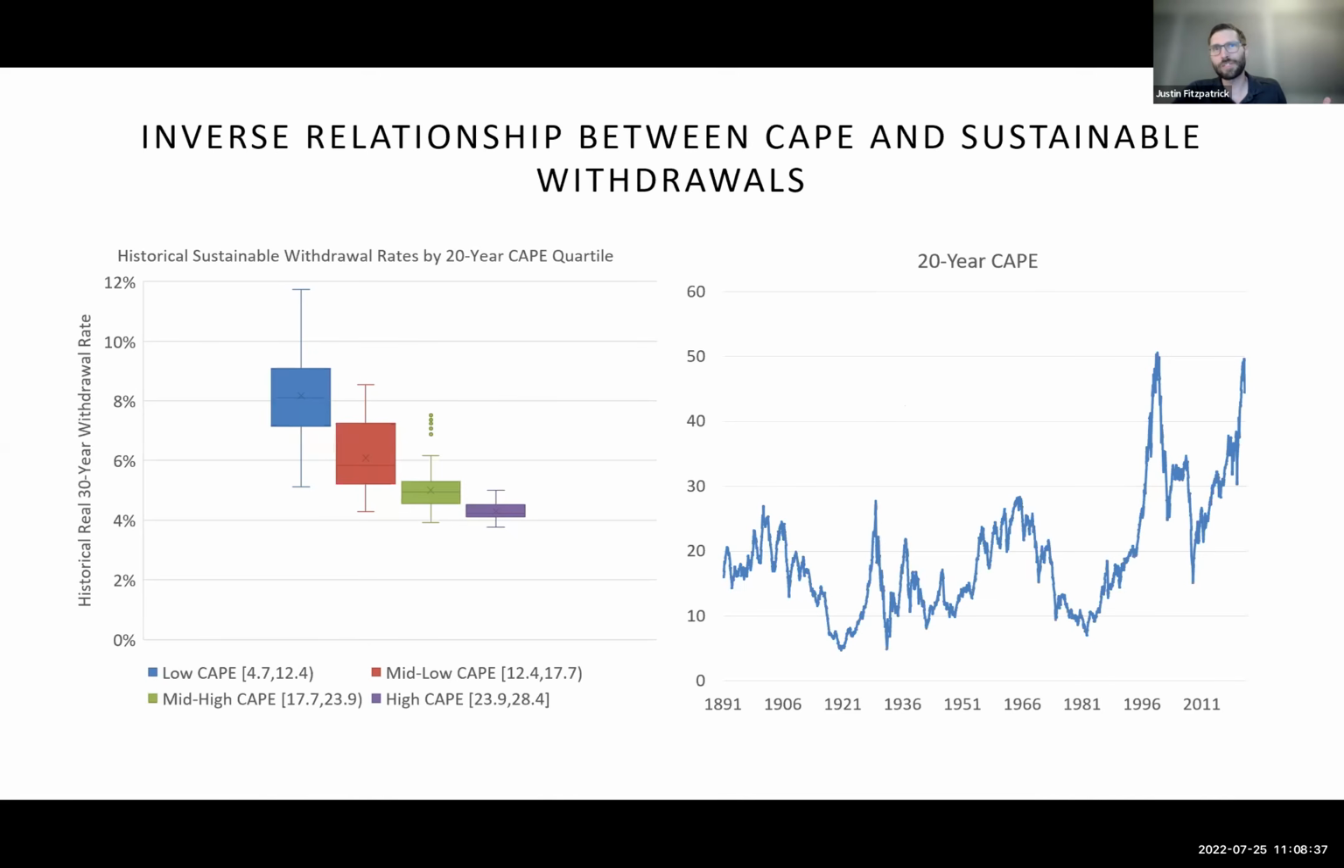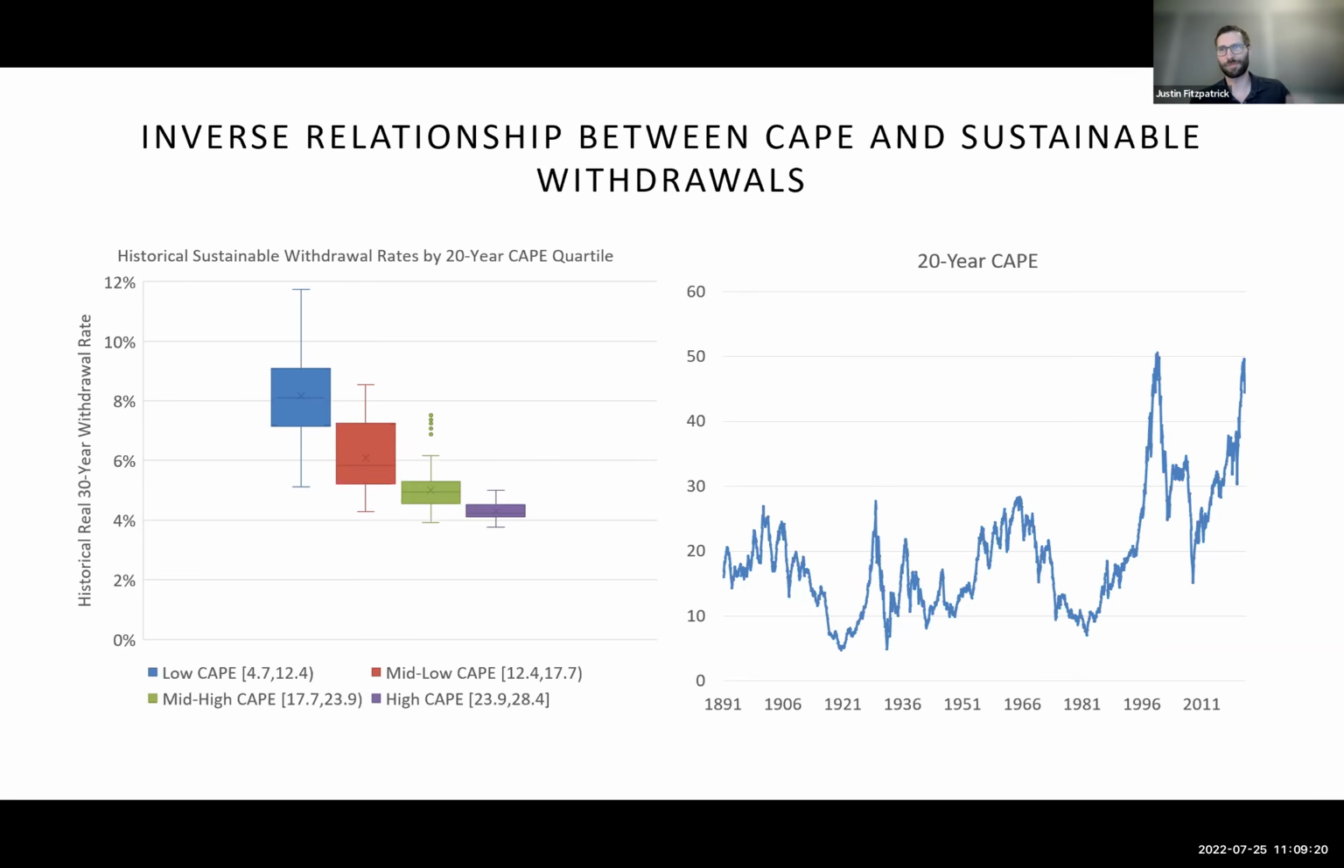Okay, so this relationship, as you might expect, is inverse. If you have high PE, high CAPE, that means that stocks are relatively expensive, at least earnings are relatively expensive. And the more expensive those are, historically, which is the only way that we can measure this kind of thing, right? We have to look at the actual historical patterns. The higher CAPE is, the lower the systematic withdrawal rate that was available going forward. You see that on the left with the box plot, which is sloping down and to the right. So when CAPE is particularly low, the sustainable withdrawal rates were typically quite high.